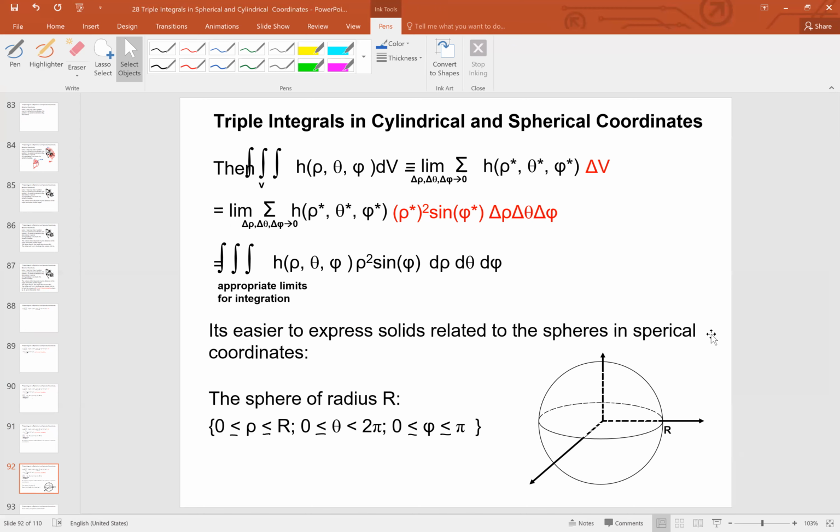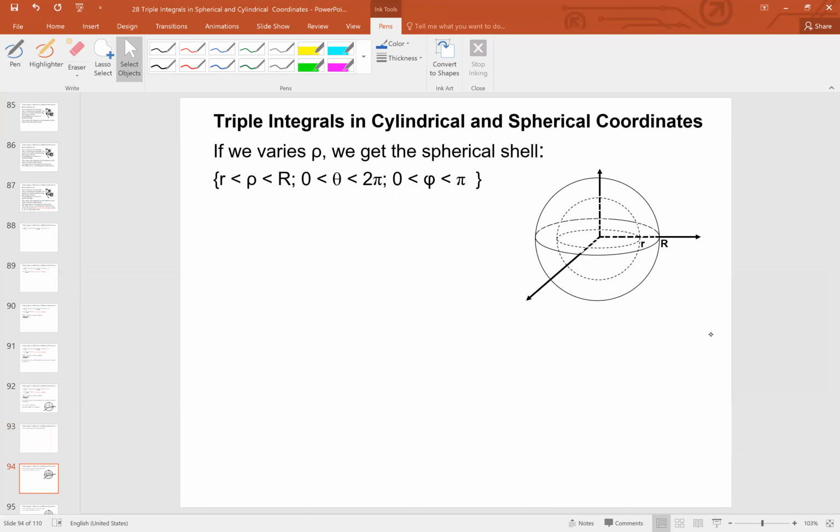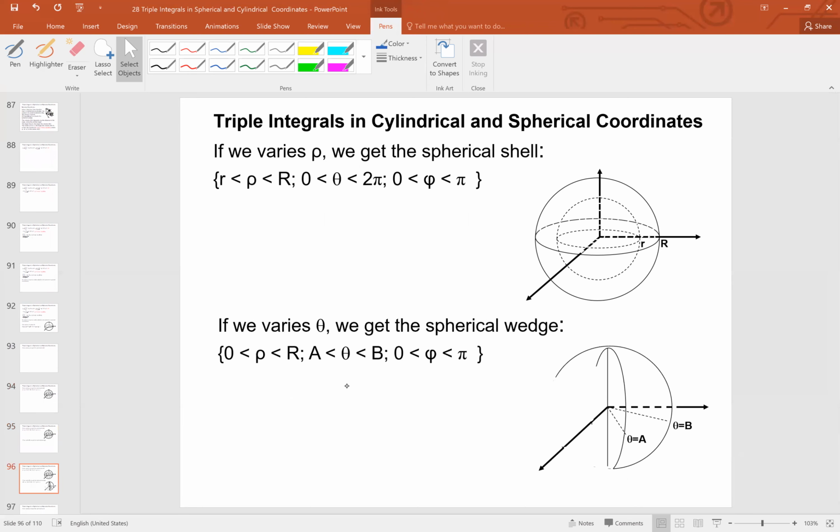For a sphere, here is the description: rho can be anything from 0 to r, the pitch angle phi from 0 to pi, and theta is the full 360. And a spherical shell is where rho is between the inner sphere and the outer sphere. The rest is the same.